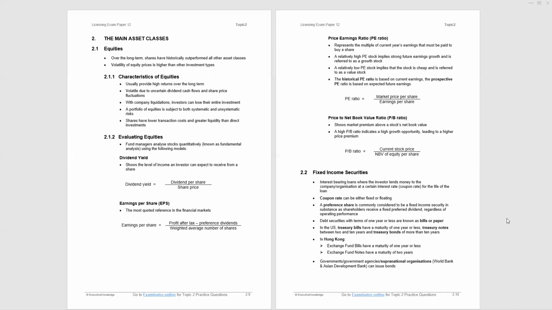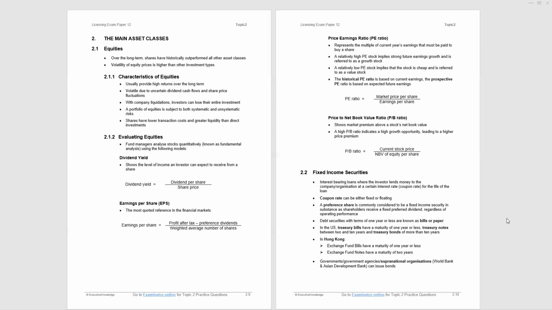Now, what do we have at our disposal to evaluate equities, to decide on the price we're willing to pay or whether or not they are a good investment? Well, fund managers analyze stocks quantitatively. And that's known as fundamental analysis, which we'll deal with later in the paper. And they have a number of models. We're going to look at 4. Now, be aware of these, very, very likely to be examined. We have dividend yield, and that shows level of income an investor can expect to receive from a share.